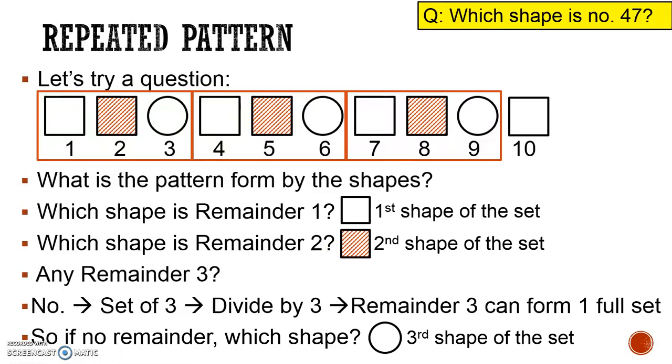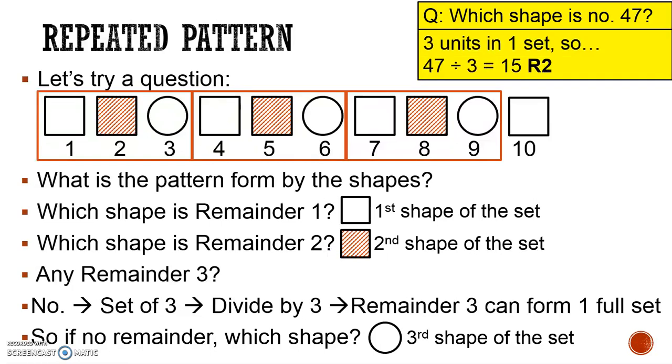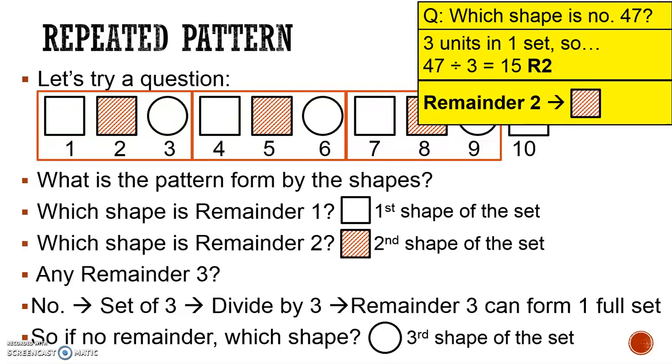So let's try one question. Which shape is number 47? You can press the pause button now and try to solve the question. Okay, let's check your answer. Since there are 3 units in each set, 47 divided by 3, you get 15, remainder 2. And which shape is remainder 2? The shaded square.